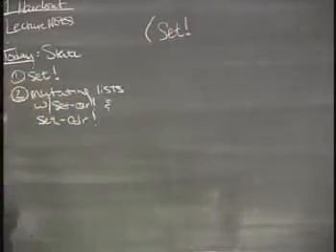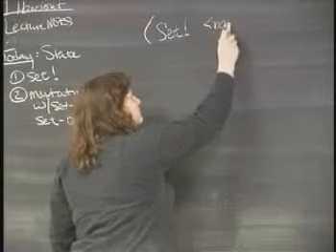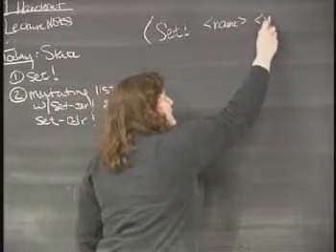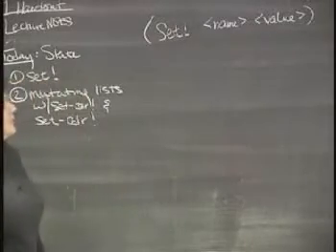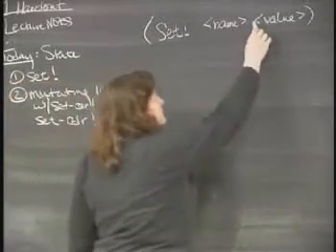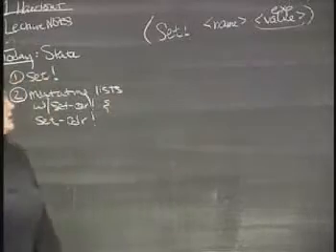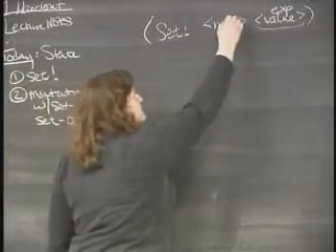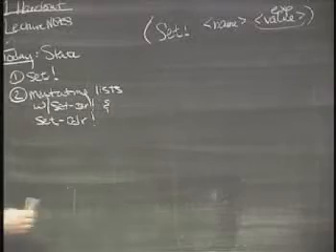Set bang. Set bang takes a name and it takes a value. What it does is it evaluates this. It could be an expression; it doesn't have to be a value. It evaluates the expression and then assigns its value to name. Now, how is this different from define?